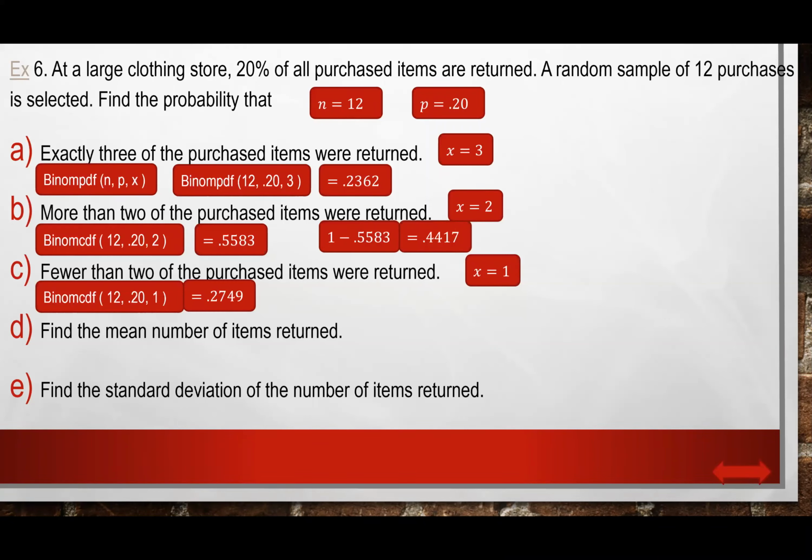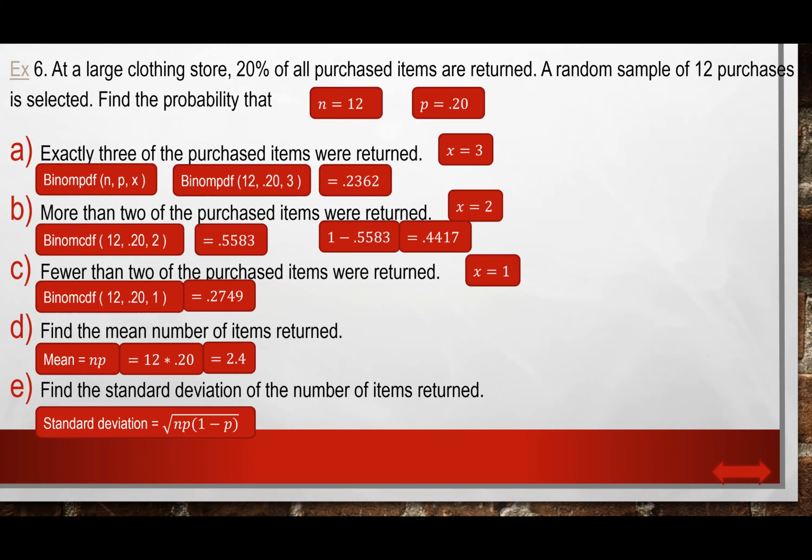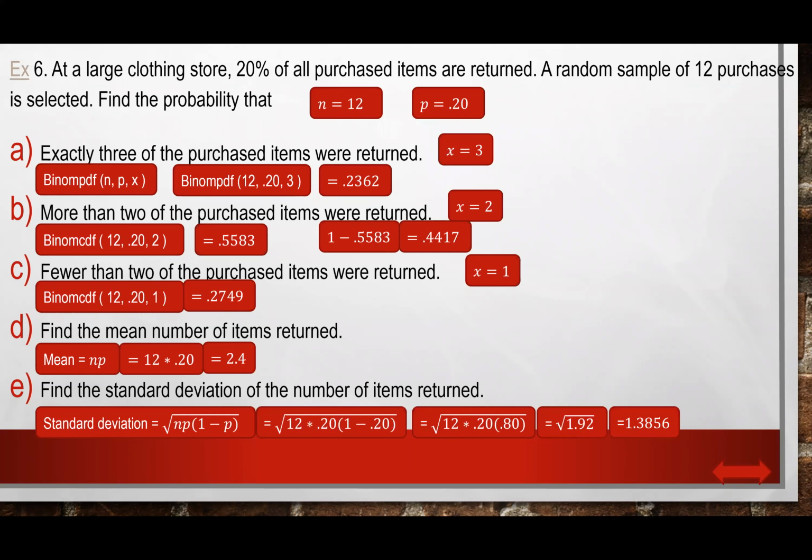Okay, and lastly, how do we find the mean of this item? Remember, to find the mean, we need to take the n times the p, which we did in terms of the normal approximation, right? If you take this, you have 2.4, and to find the standard deviation is the square root of n times p times 1 minus p, which, if you plug it in, you should have the square root of 192, which is 1.3856.